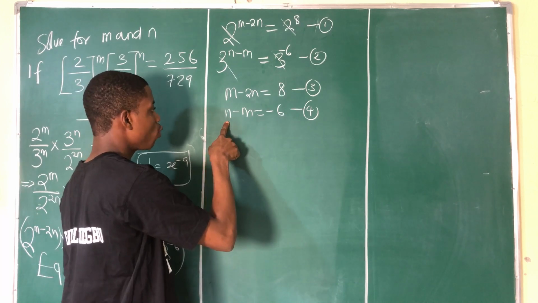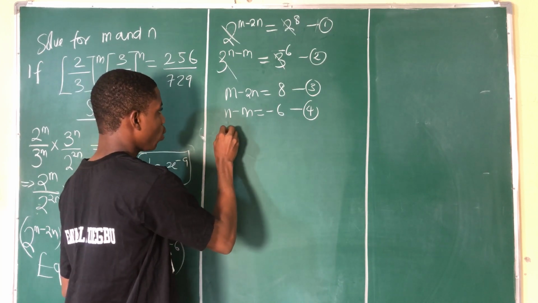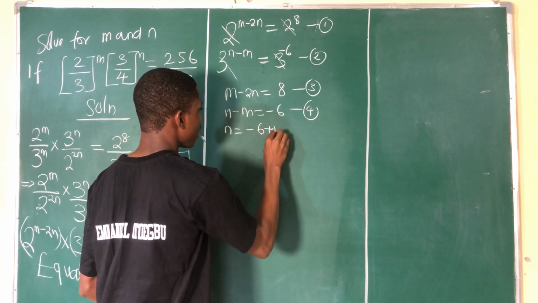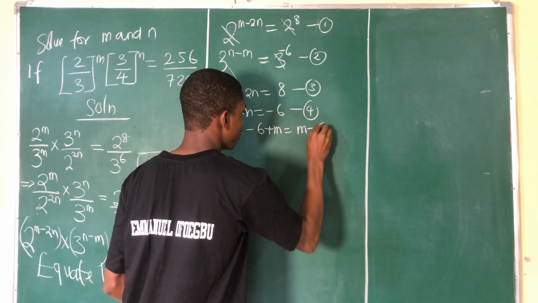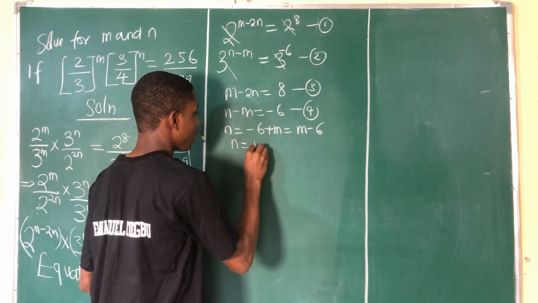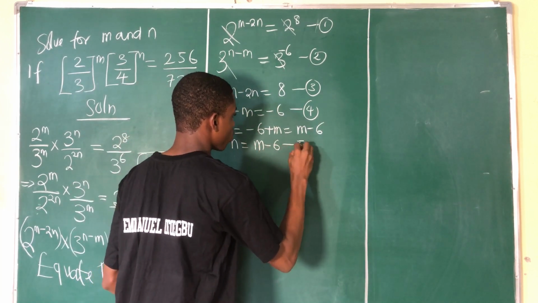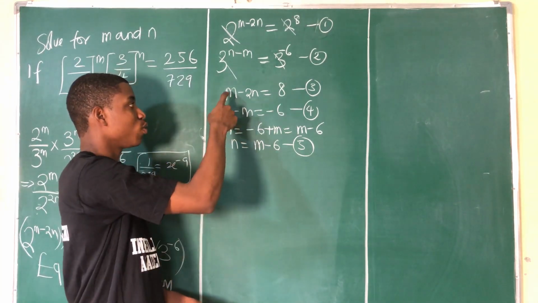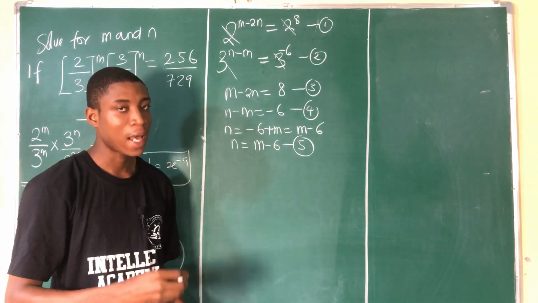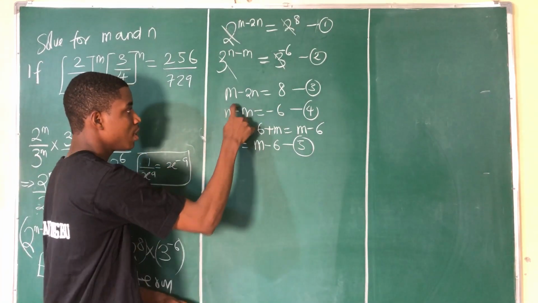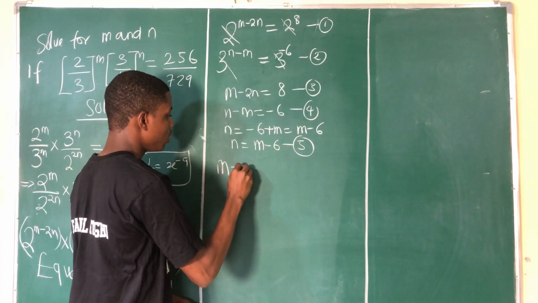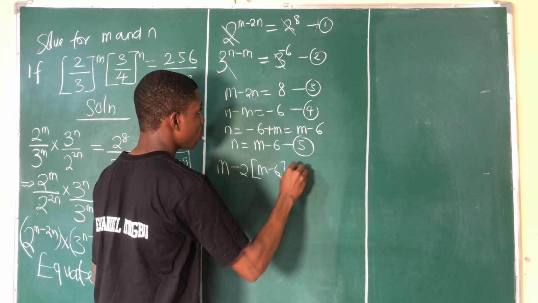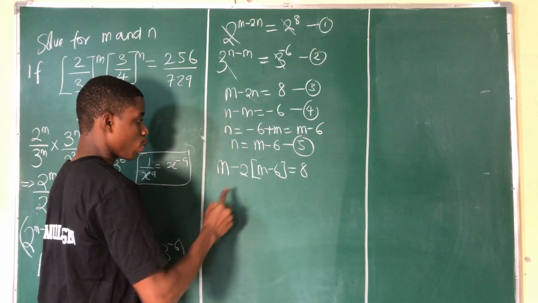From equation 4, we're going to make n the subject of the formula. So n is equal to negative 6 plus m, which is the same thing as m minus 6. We'll call this equation 5. We are going to substitute the value of n into equation 3. Anywhere we see n, we replace it with m minus 6. So doing that, we're having m minus 2, of course we're going to put brackets, m minus 6, is equal to 8.